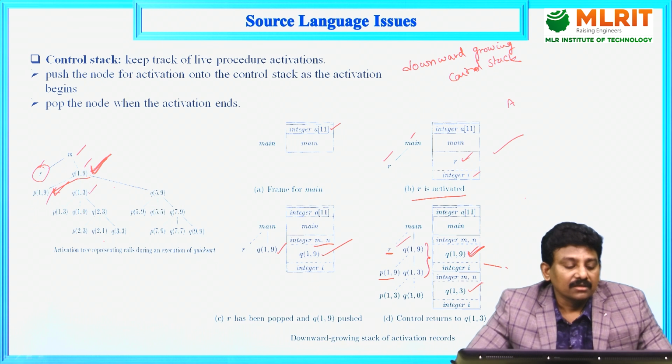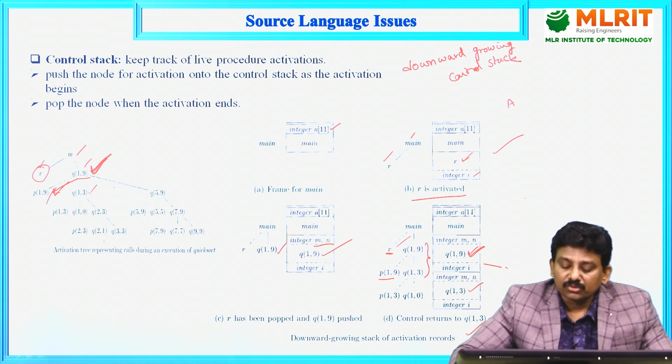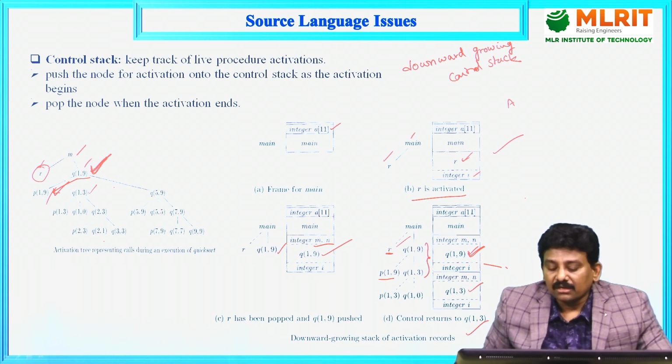So for a recursive procedure, several activation records may be alive at the same time. This diagram shows the downward growth of the stack of activation records.